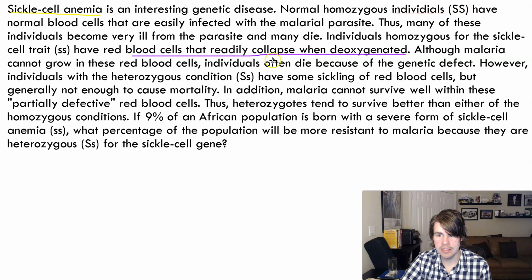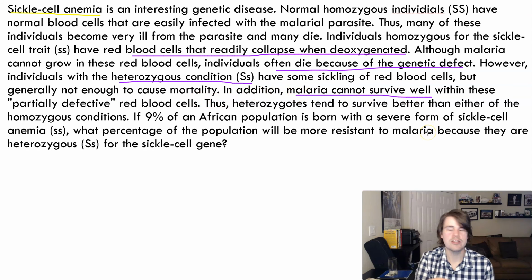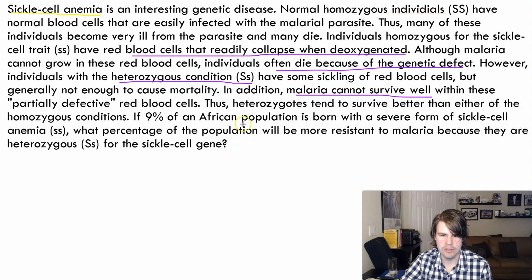So homozygous dominant and homozygous recessive, we're going to see, provide lower fitness. Malaria can grow in these cells, but individuals often die because of the genetic defect. However, individuals with the heterozygous condition have an advantage. They have some sickling of red blood cells, but generally not enough to cause mortality. In addition, malaria cannot survive well. This is where sickle cell evolved, based upon the pressure of malaria in Africa. There are videos on YouTube if you want to look them up. But heterozygous individuals survive better.